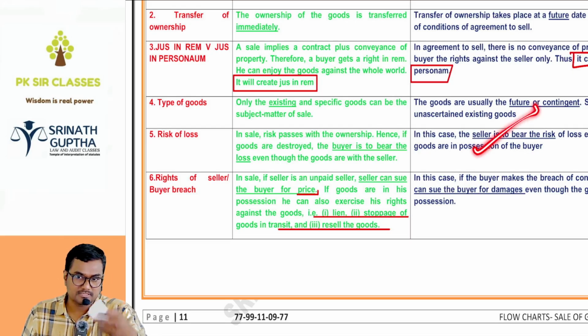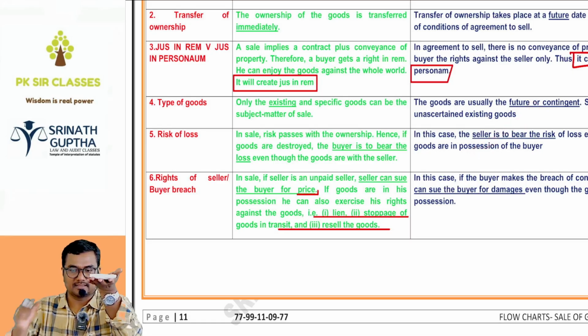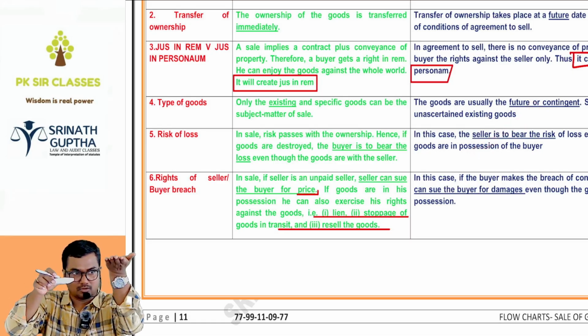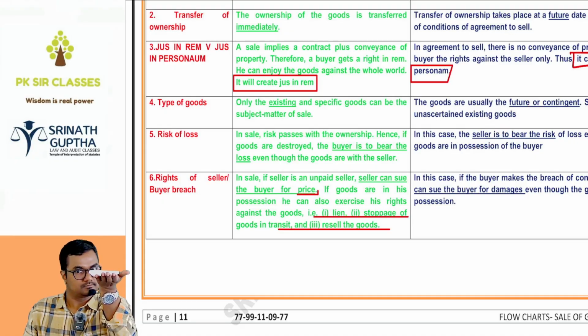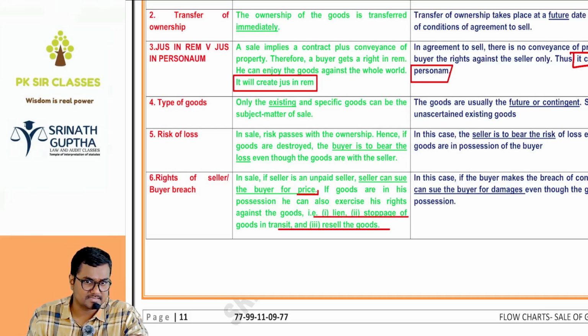Here, goods are given to buyer, but ownership is with me. Who should bear the risk of loss of the goods? Seller. Simple. Whoever is having the ownership, they will have the risk also. I'm having the ownership, I will have the risk. If she is having the ownership, she will have the risk. Leave about the price, leave about the possession, leave about the delivery.